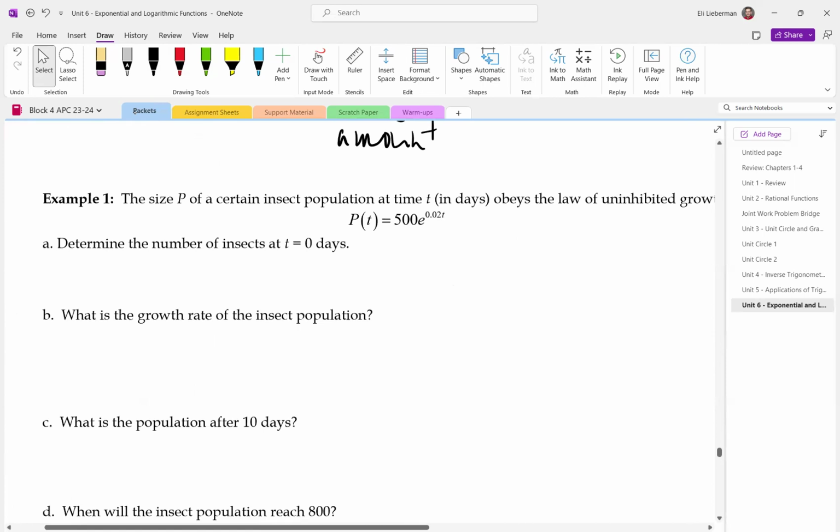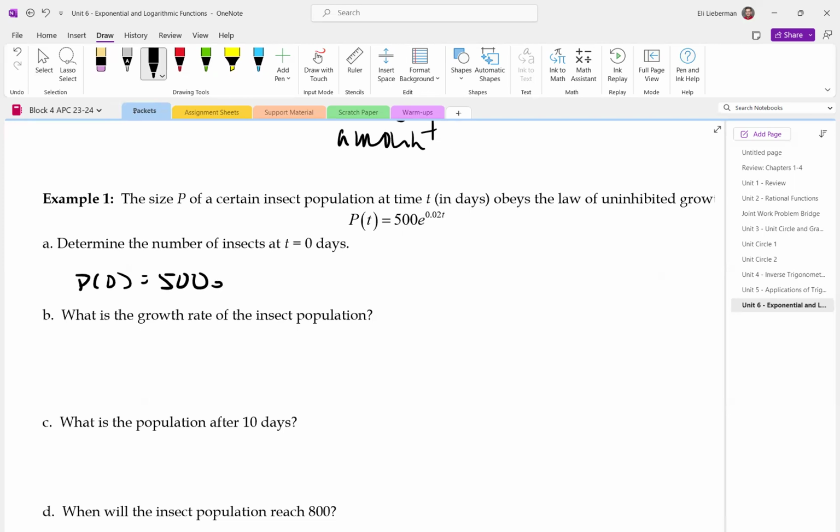Determine the number of insects at t equals 0 days. Now you could plug in the 0, or you could think about the graph and say, oh, I know the answer already. Does that make sense? We know that it is 500. You could plug in the 0 if you feel more secure with that, then that's fine. 0.02 times 0, e to the 0 is of course 1, but you could just say 500. That's the way it works.